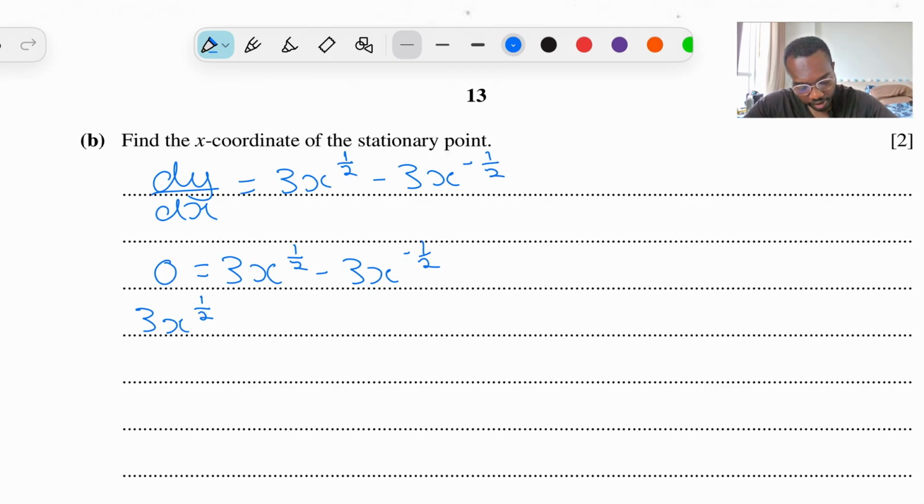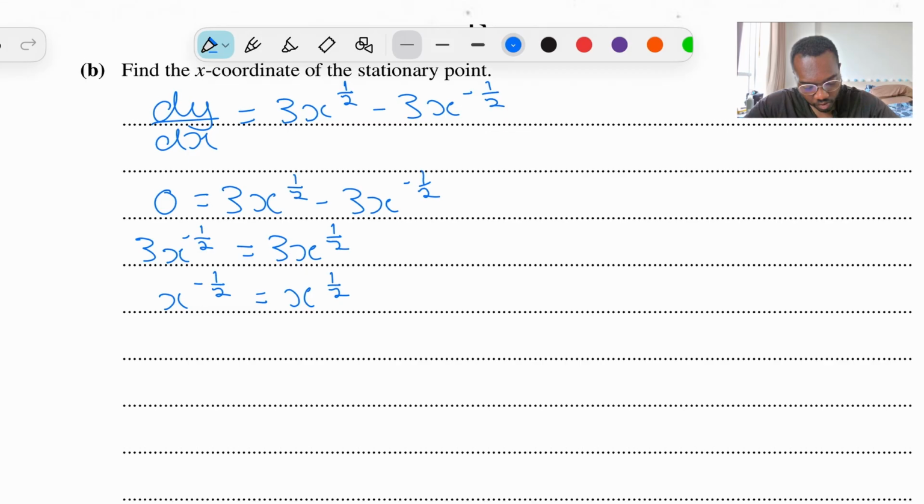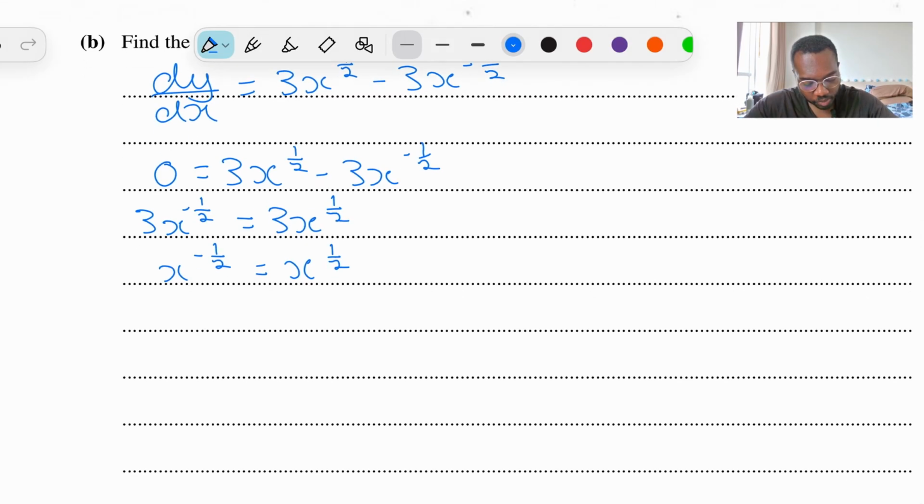equal to 3x to the minus half. Now we can get rid of the 3 because 3 is in both, so we're left with x to the half is equal to x to the minus half. Okay, and now we have to figure out, what value could we possibly have where it would have to equal the same thing?